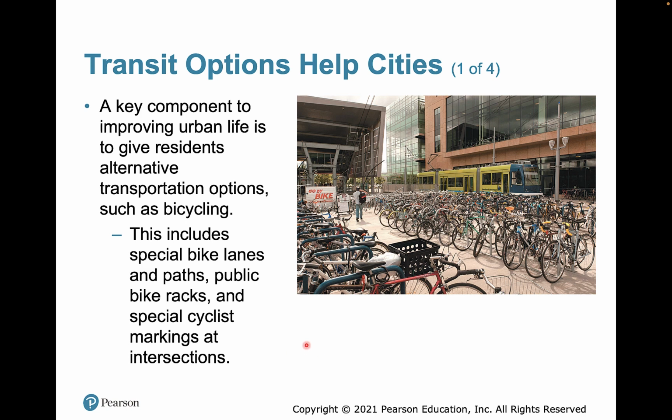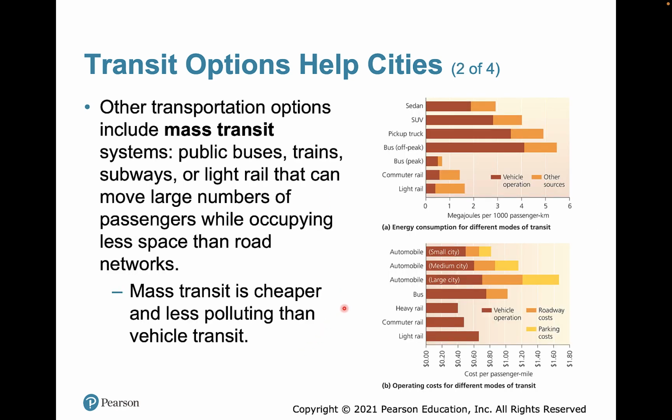Transit options. You need options for people to get around. So bicycling. Out here, you can't bicycle. Like, it doesn't make any sense for you to get on a bike because there's no safe path. And it's going to take you way too long to bike anywhere. So making that kind of thing an option, bike racks, bike lanes, paths, specific places for you to be able to ride your bike. Mass transit.